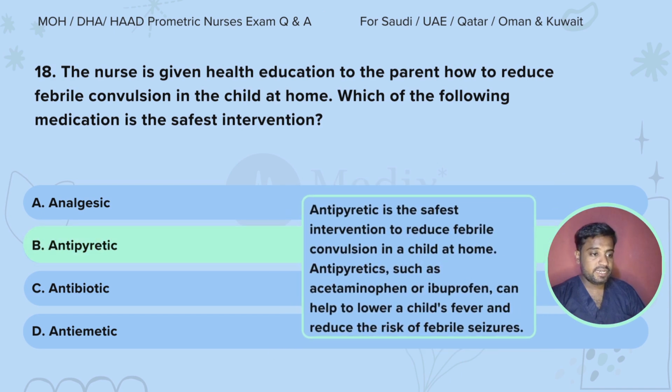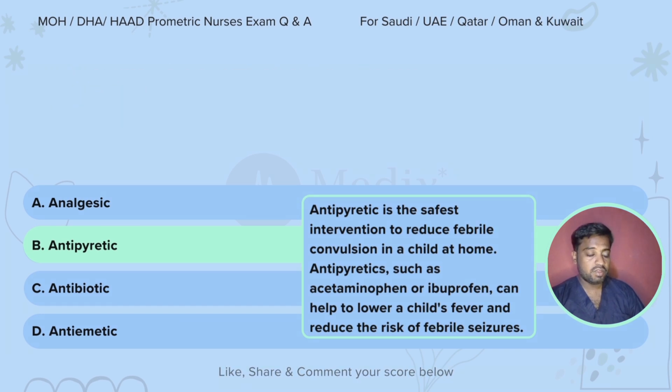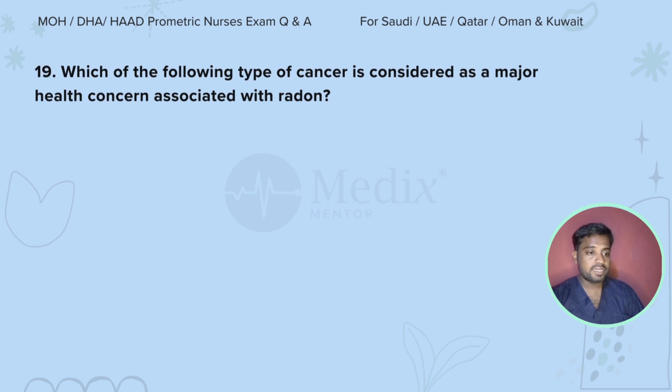The correct answer is B. Antipyretics are the safest intervention to reduce febrile convulsions in a child at home. Antipyretics such as acetaminophen or ibuprofen can help to lower the child's fever and reduce the risk of febrile seizures. Now let's begin question number 19.